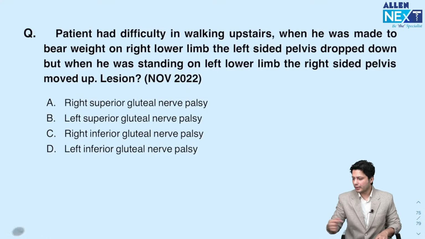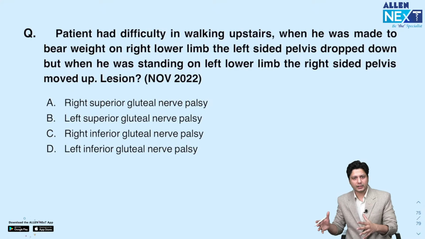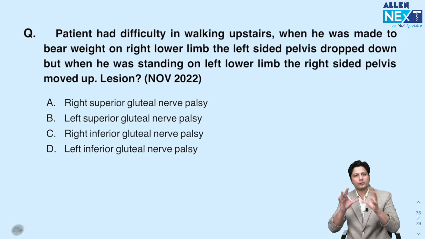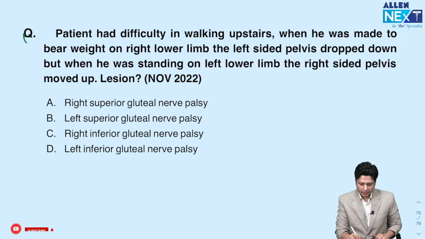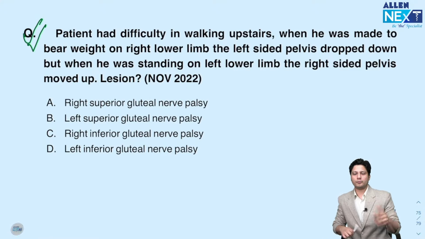You want to know about the terrible triad of the knee. The terrible triad, or unhappy triad, of the knee is when, in a single knee, the ACL, the medial collateral ligament, as well as the medial meniscus are all injured. Then it is an unhappy triad of the knee joint.